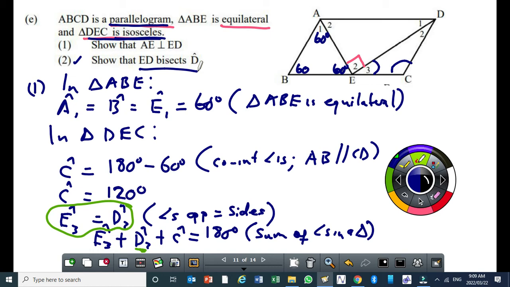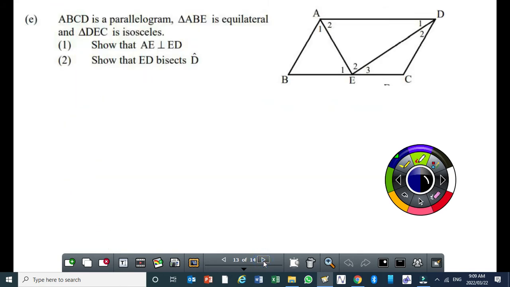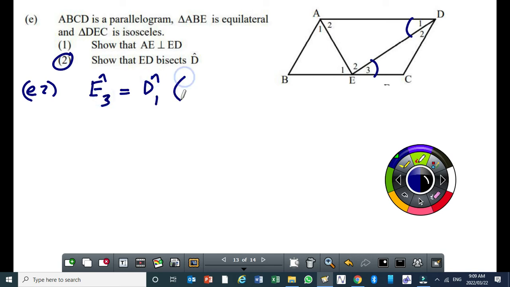So, I'm not sure how you might have done it, but in my case, first thing I'll say E3 is equal to D1. That's the first thing. Okay? So, we are doing number 2. Remember? So, first thing here, I'll say angle E3 is equal to D1. My reason for this is going to be alternate angles.